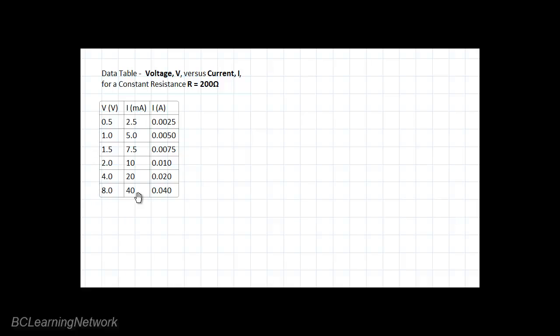And we predicted a direct relationship because we can see that as we double the voltage, as I go from 2 volts to 4 volts, we double the current. It goes from 10 milliamps to 20.